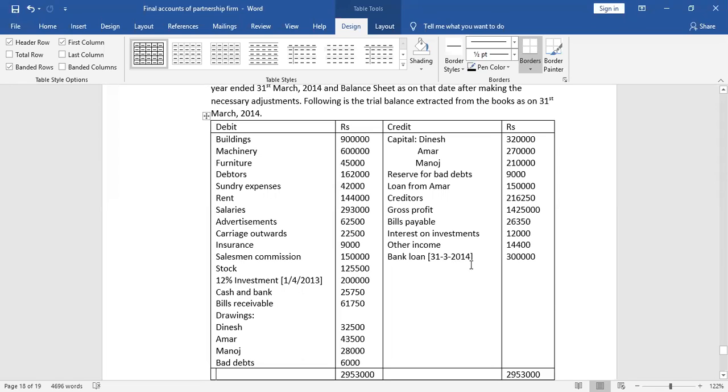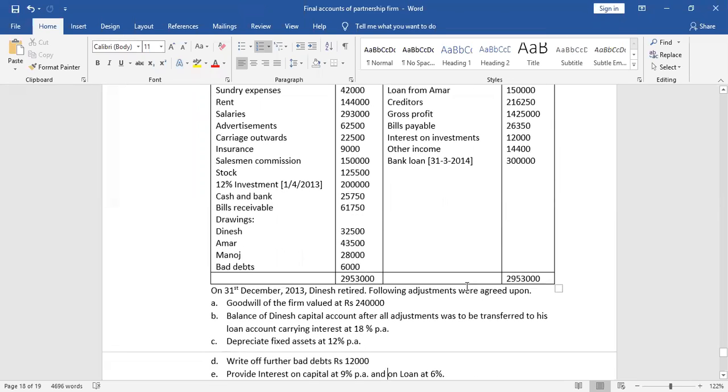So this loan of 3 lakh is taken on the last day, 31st March 2014, and the year is also ending on 31st March 2014. The loan is taken on 31st March 2014. This is the trial balance.